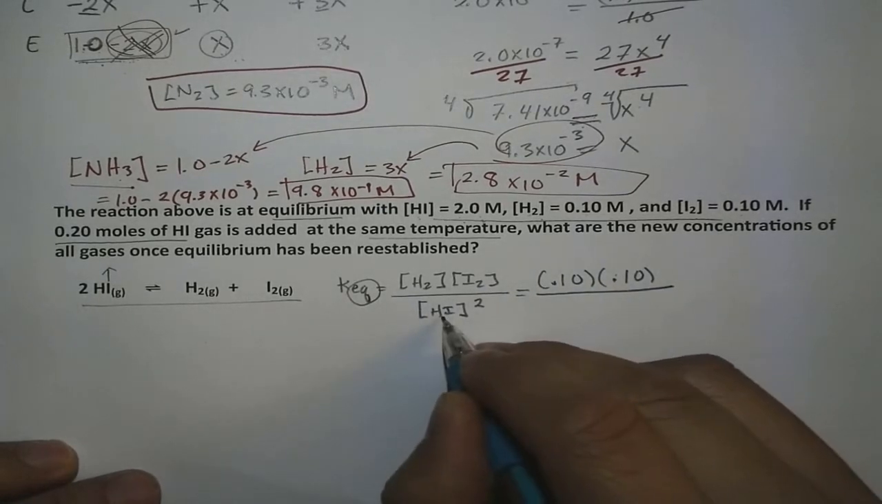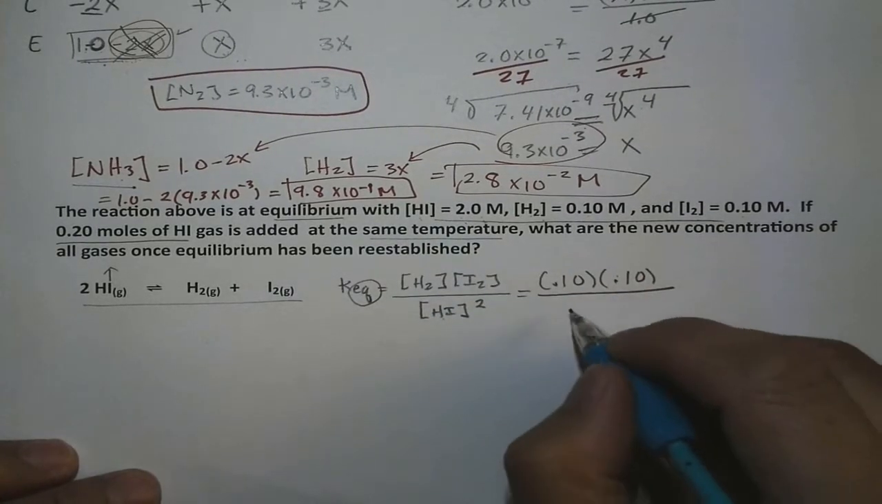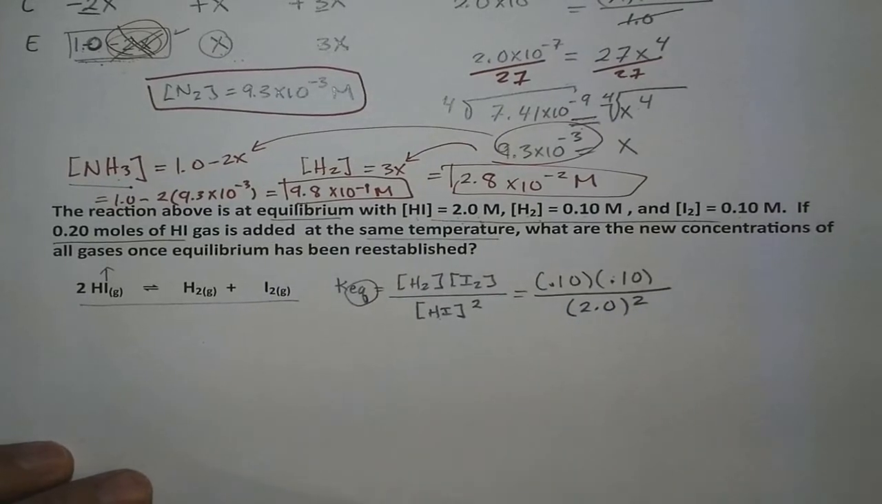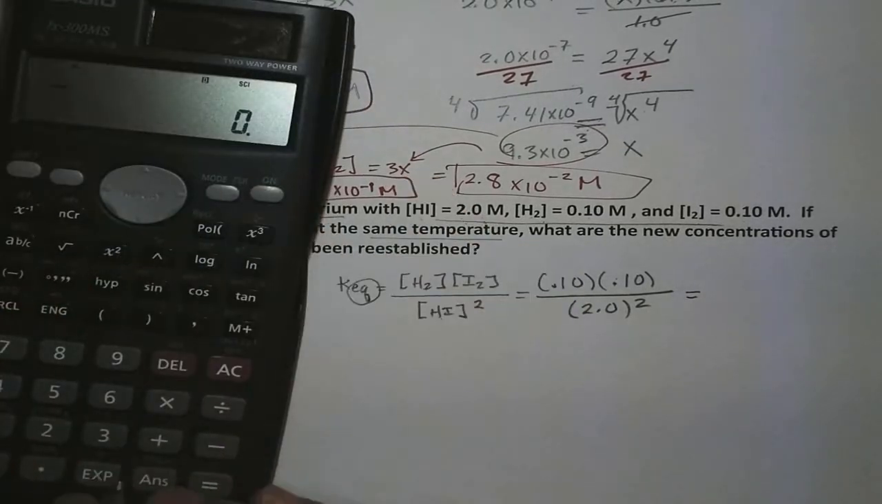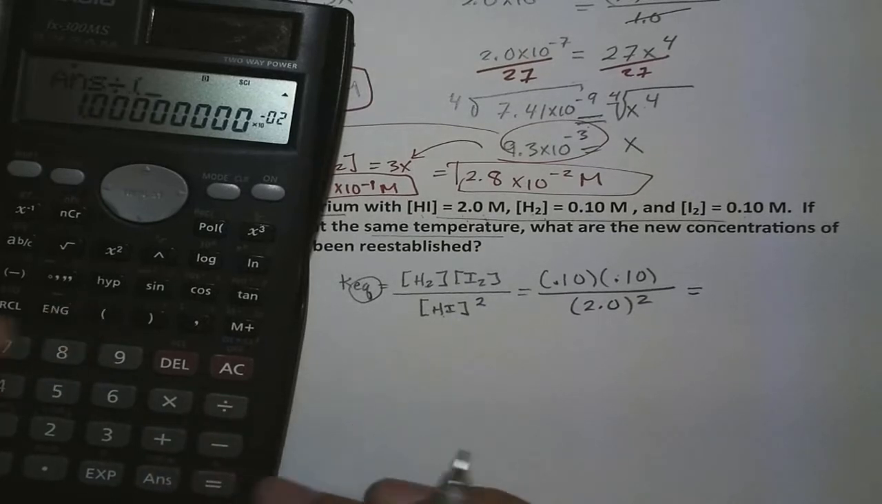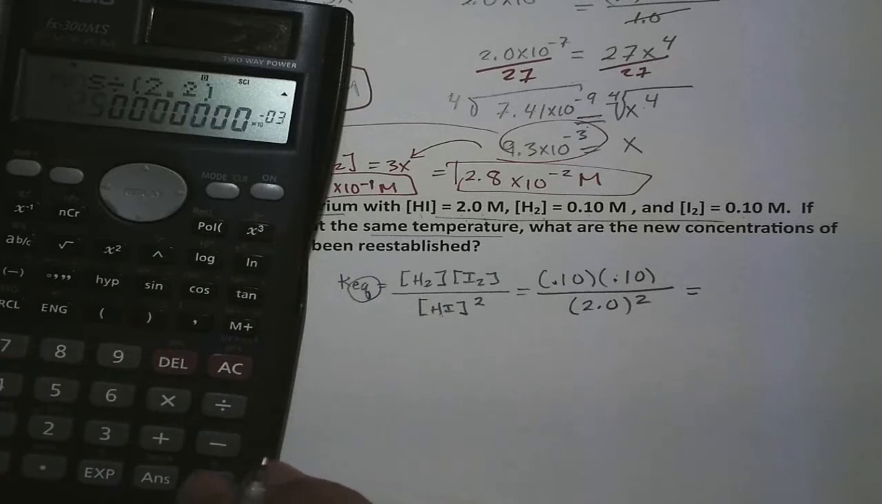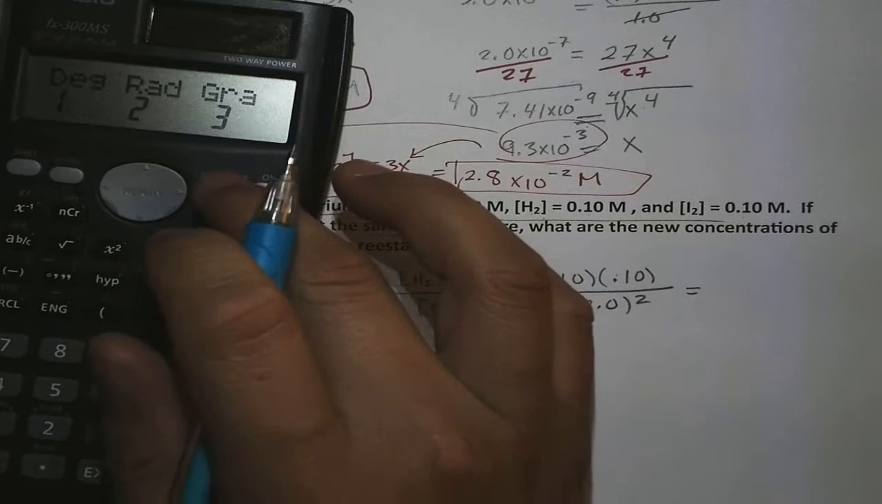Divided by HI right there. What do we have? In this case, it says 2.0, so we have 2.0 to the second power. And of course, we can plug this into the calculator very easily. We have 0.1 times 0.1 divided by, group on the bottom, 2.0 to the second power, okay? And what do we have? Should I put this in decimal? Let's put this in decimal form. How about that? That makes our life a lot easier later on.